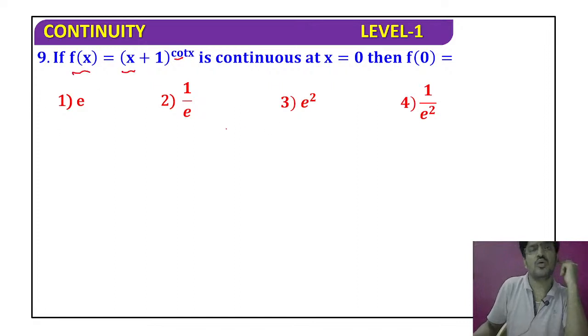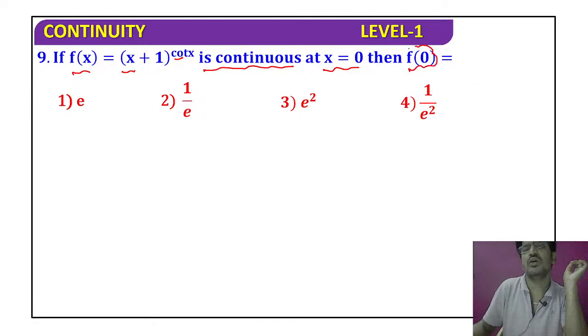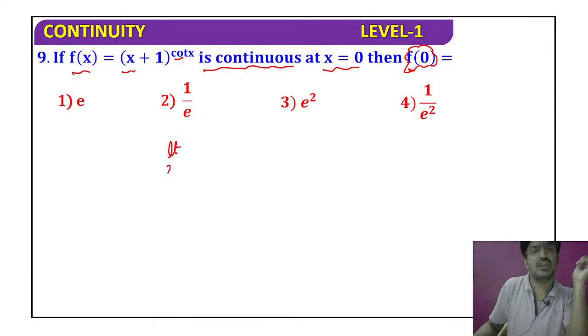So now what they are telling is, f of x is continuous at x equal to 0. What is f of 0? See, I will give the hints. If it is continuous, limit x tending to 0, f of x is going to be equal to f of 0.